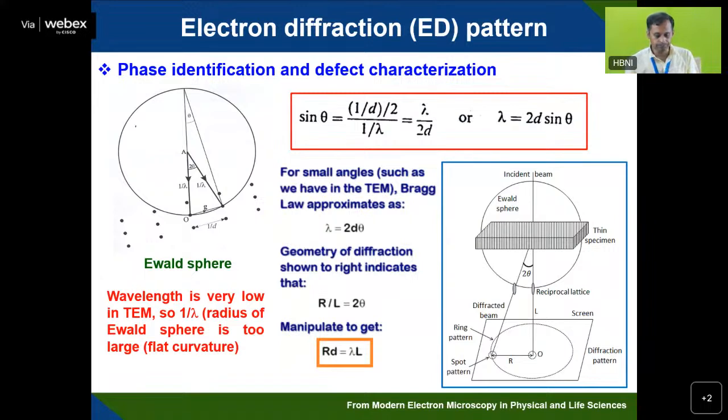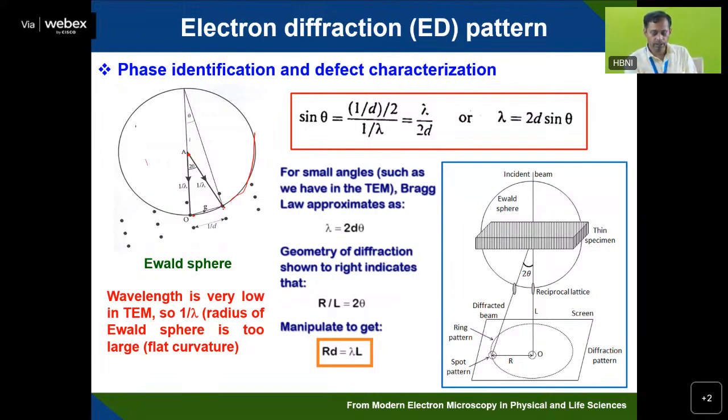Only when Bragg's law is satisfied will that electron diffraction pattern occur, and phase identification and defect characterization are also possible using the electron microscope. You can see here the Ewald sphere: all the dots you are seeing here, if an incident beam is coming from the center, all the spots lie on this sphere, the Ewald sphere, and then you will be able to see the diffraction spots.